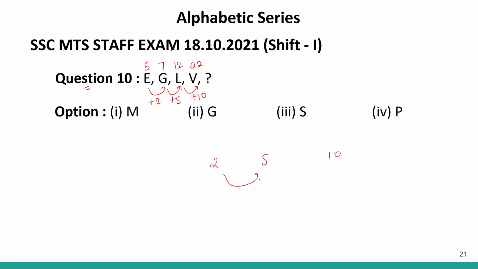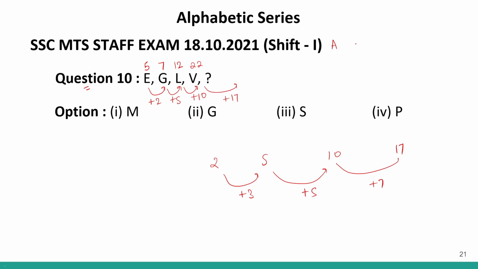So if I look over here, 2 to 5 is plus 3. 5 to 10 is plus 5. So now if I go plus 7, I'll get 17. So if I add plus 17 over here, the next element, that is 17. So 22 plus 17. We have only 26 alphabets. Correct? So this is not possible.